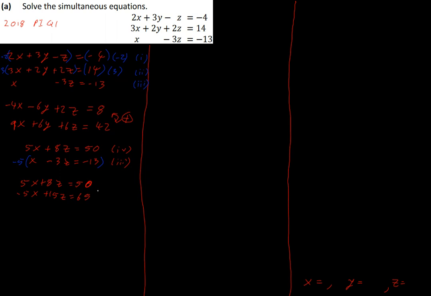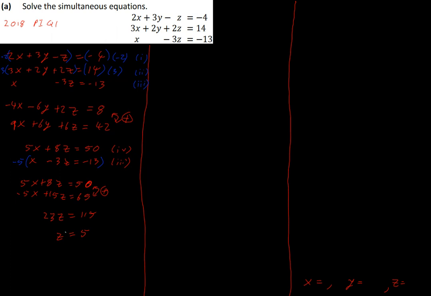I add those two equations together, and I get 23z is equal to 115. Divide both sides by 23, and we get z is equal to 5. Now it comes down to substituting.